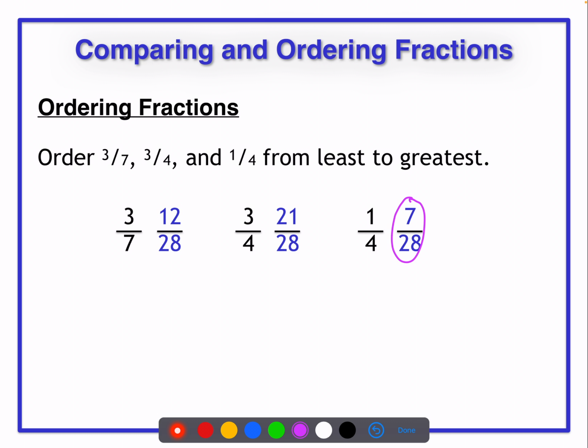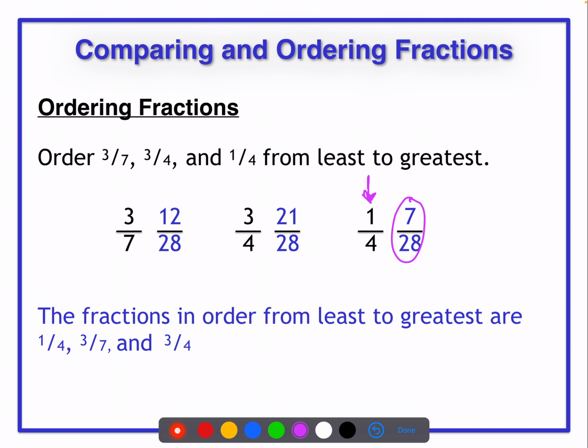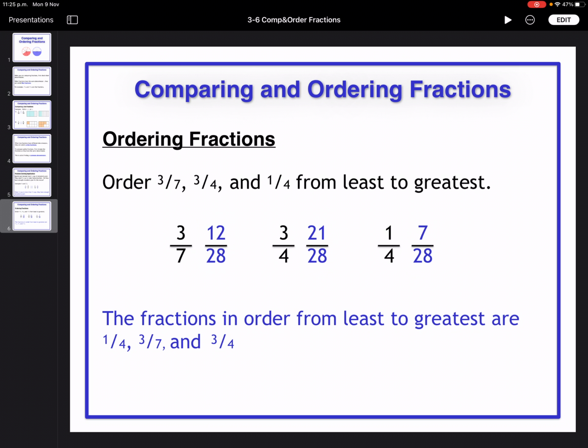That means this is the least, but in the answer, you're going to write the original form. So it'll be 1/4. So the fractions in order from least to greatest are 1/4, and then 3/7, and finally 3/4, which is 21/28.